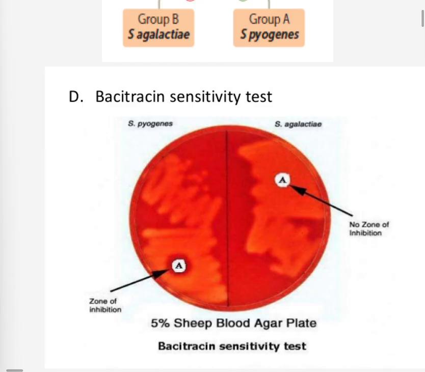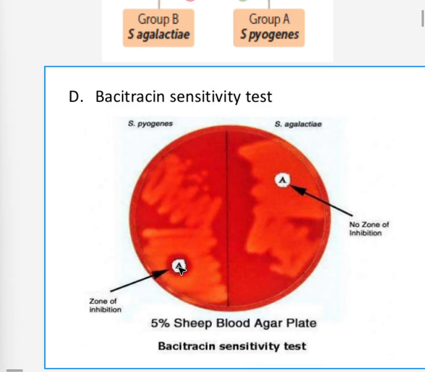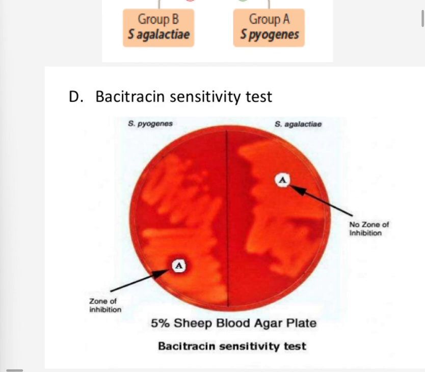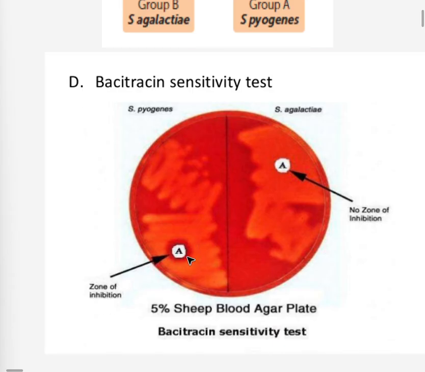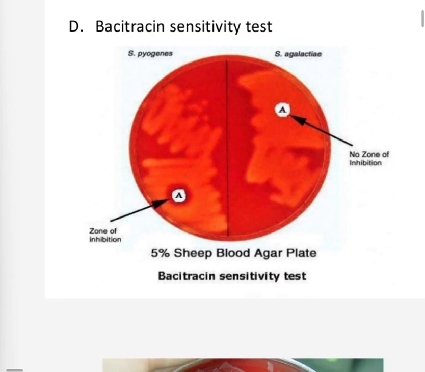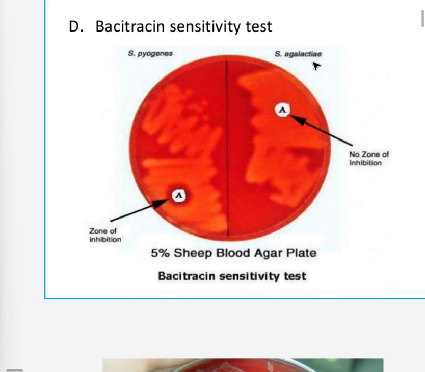Okay, so the strep pyogenes has this zone of inhibition around it, but this other agalactiae does not. This zone of inhibition is very important for us because that means that the bacteria was sensitive to bacitracin. And we know that pyogenes is sensitive to bacitracin, right? So how is it performed? We take the bacitracin disc, which is placed on blood agar, and after incubation, we see the zone of inhibition. If it is sensitive, the zone of inhibition is present, and we know this is the strep pyogenes, right? If there's no zone, we know that this is resistance. This is not group A, it's most often group B, which is strep agalactiae.